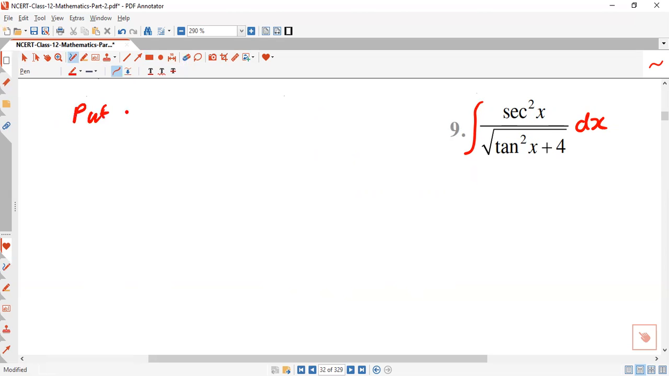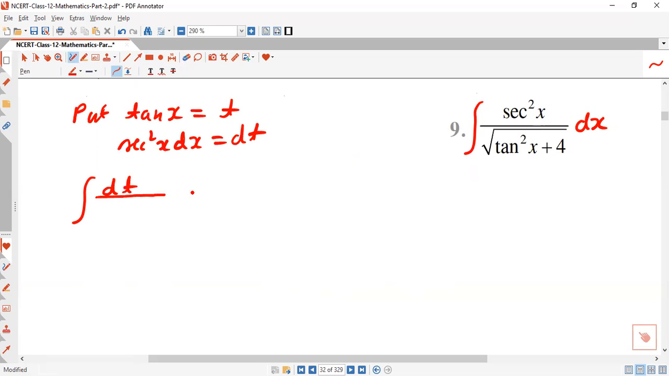Put tan x equal to t. So you know sec square x dx equal to dt. So this numerator will be removed, and now we have a simple integration. The integration becomes dt over the square root of t square plus 4, and 4 can be written as 2 square. So now we can solve this integration.